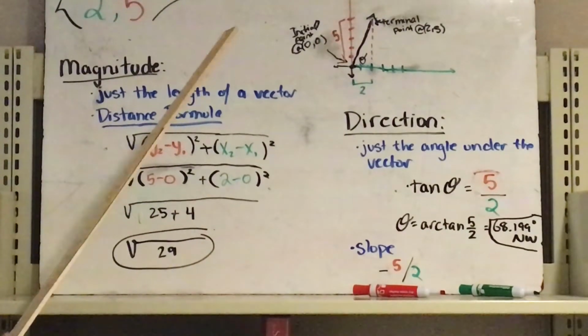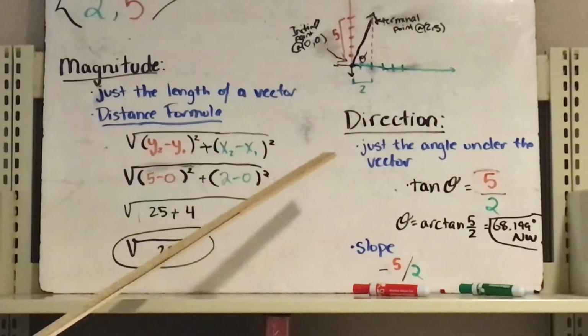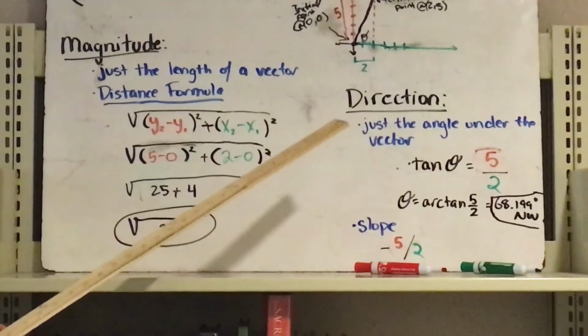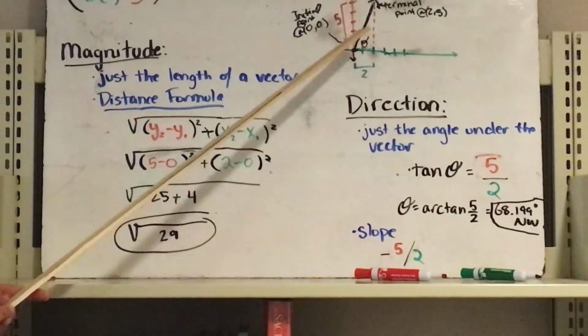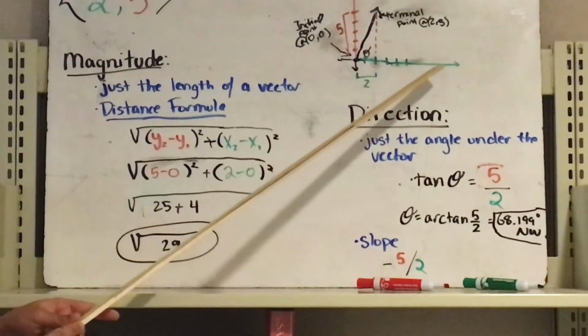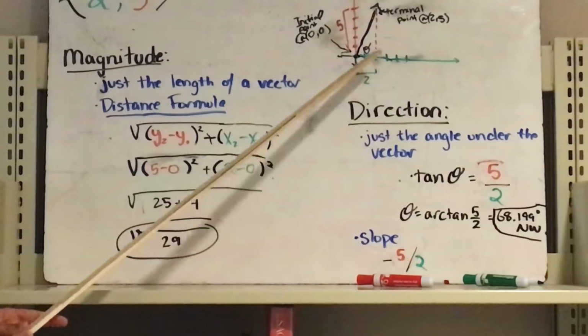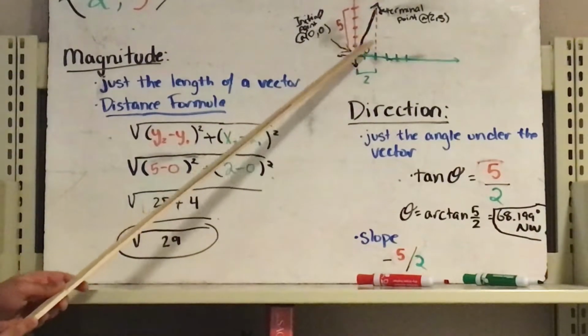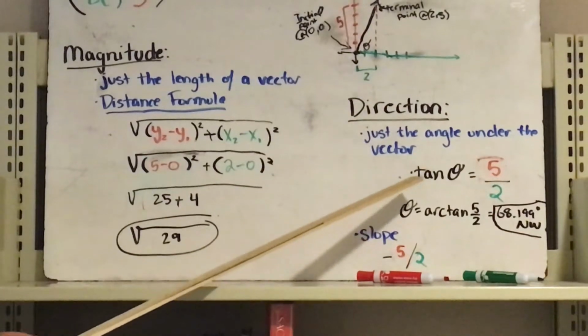Okay, let's talk about the direction. How we find the direction is just the angle underneath the vector. So we can see a little theta sign here. If we think of this vector as a line, and then the x-axis as the thing that's covering the other side of theta, the other side of the angle, then this theta value is the direction. So how would we find that theta value?